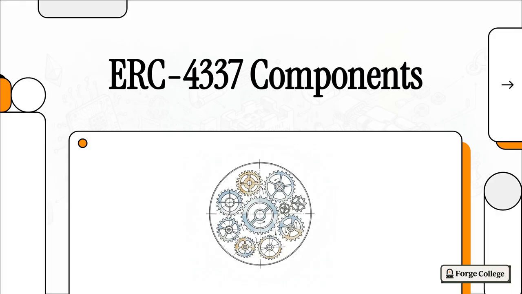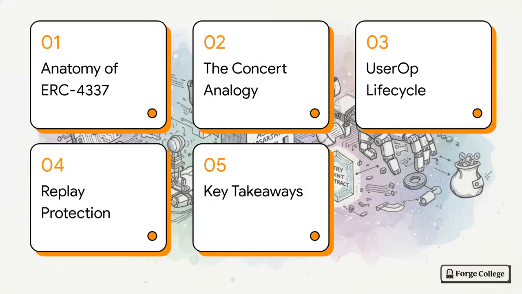Let's get into it. Here's a quick look at our agenda for today. We'll be covering the anatomy of ERC-4337, then we'll look at a really handy concert analogy to make sense of it all. After that, we'll walk through the user operation lifecycle, look at some replay protection trade-offs, and finally, wrap it all up with our key takeaways.